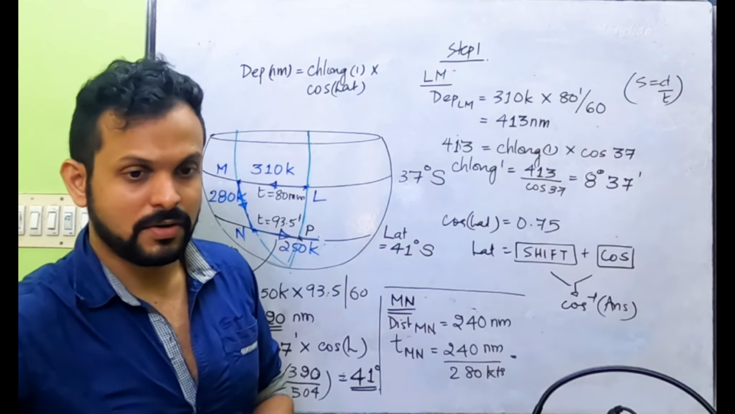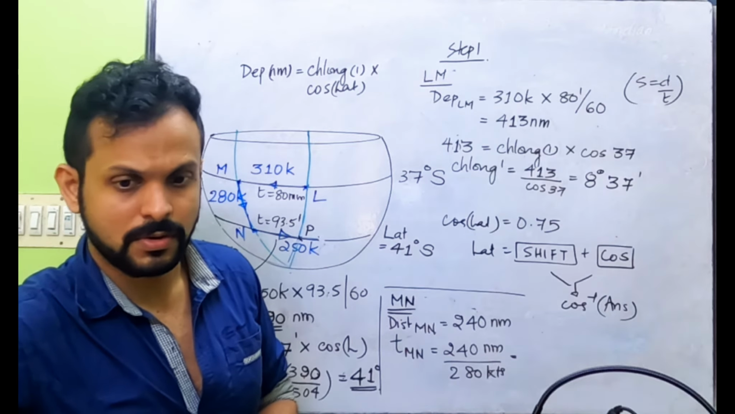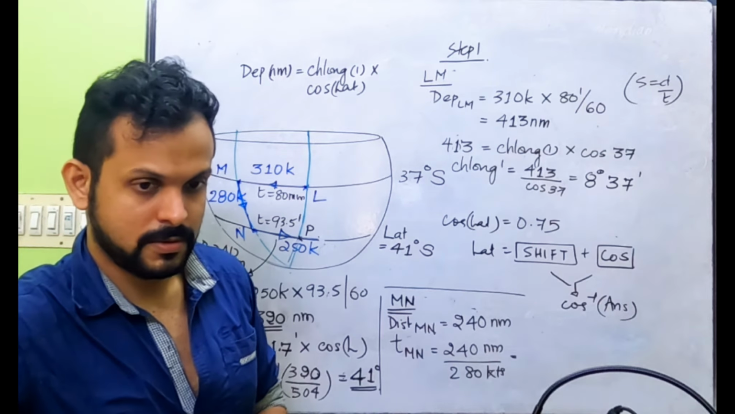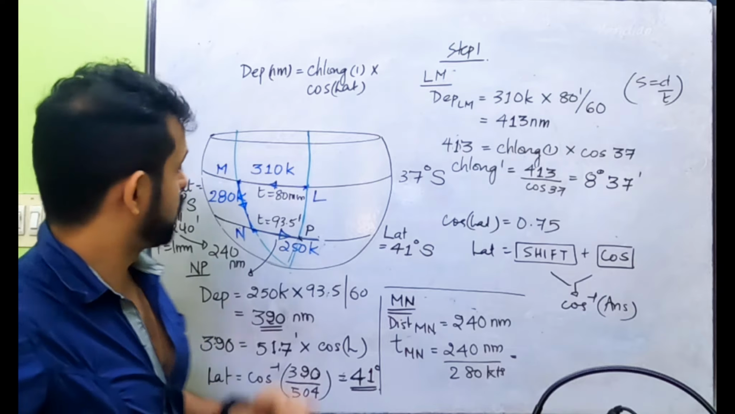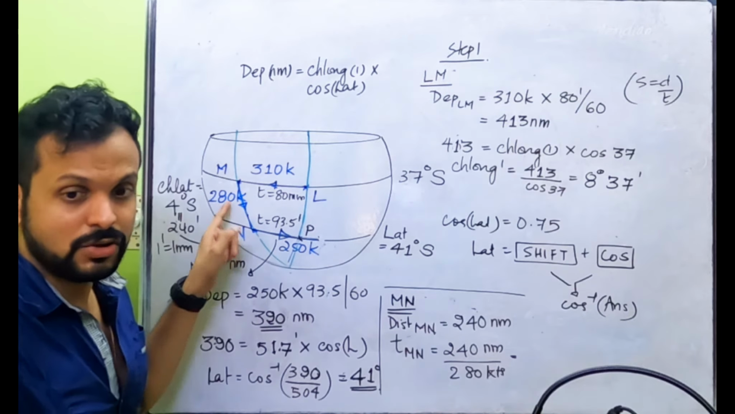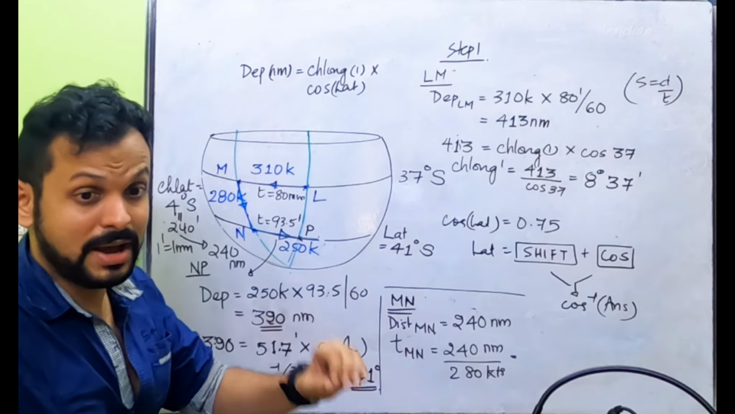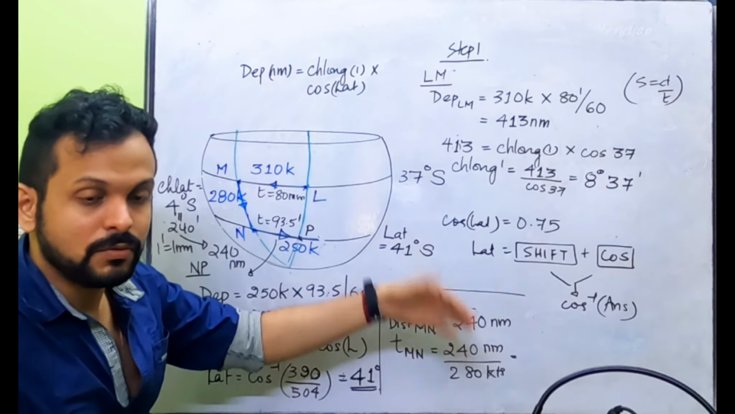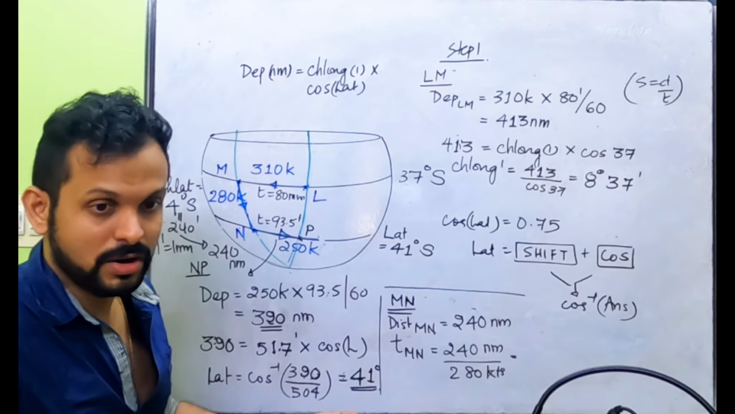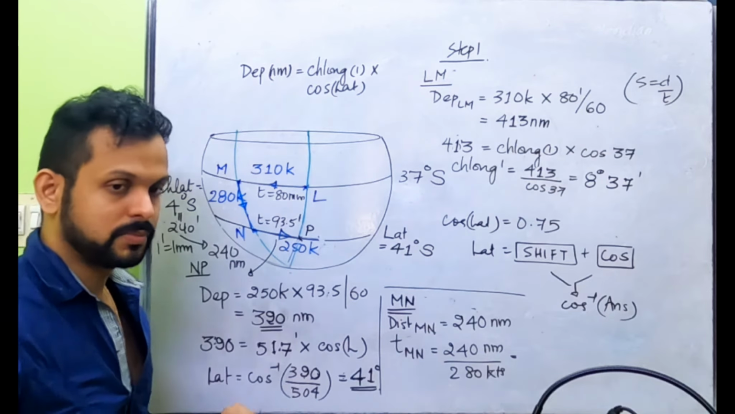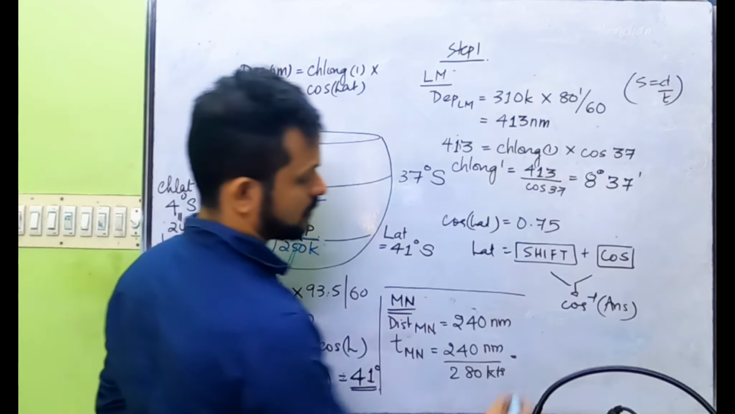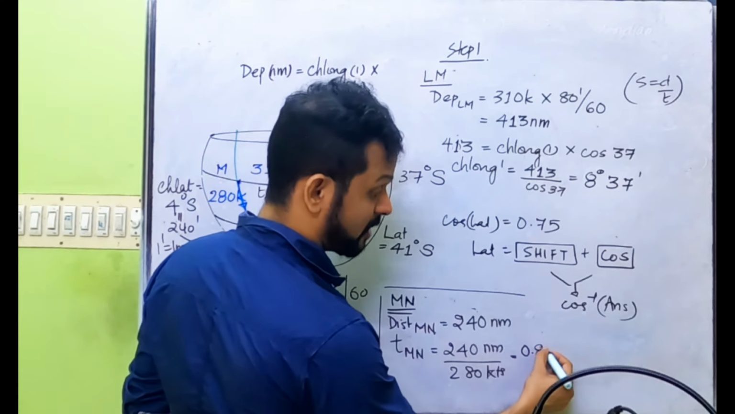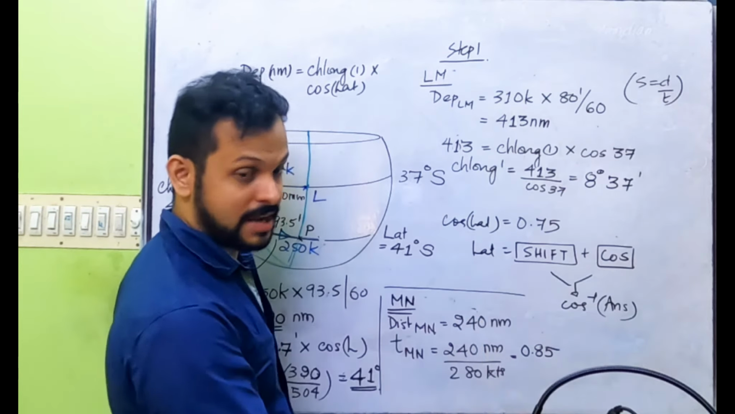Is it going to take an hour, more than an hour, or less than an hour? Less than. Why? Because the meaning of 280 knots is you are traveling 280 nautical miles in 1 hour. But here you are traveling only 240 nautical miles, which means it's going to take less than 1 hour. So how much is it? 0.85, not 85. 0.85, right?